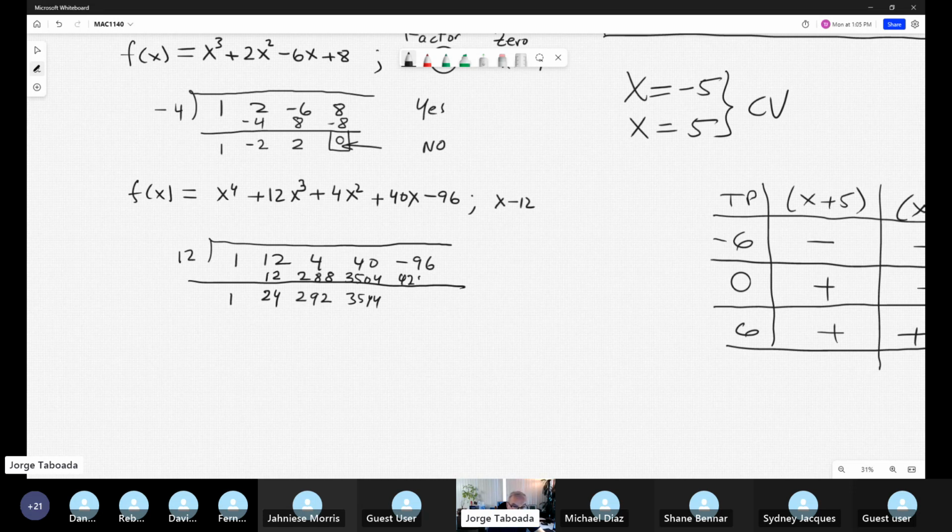It's 528, and when you put together the subtraction, it's 42,432. So that number is not 0. Therefore, the conclusion is no. The factor x minus 12 does not belong to this polynomial. Guys, do you understand the idea or no?